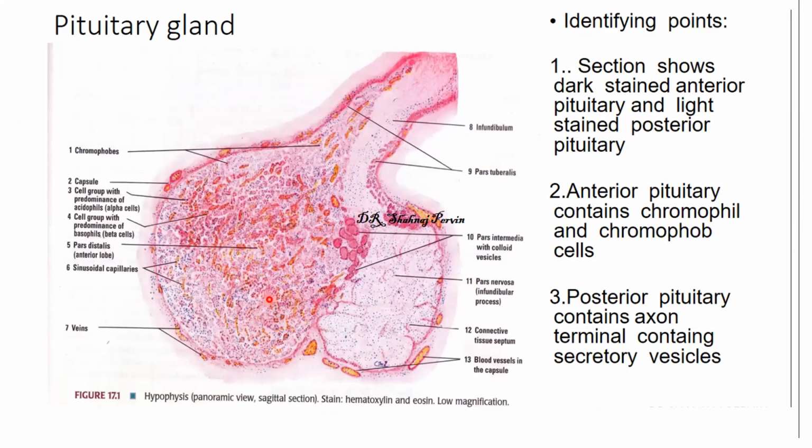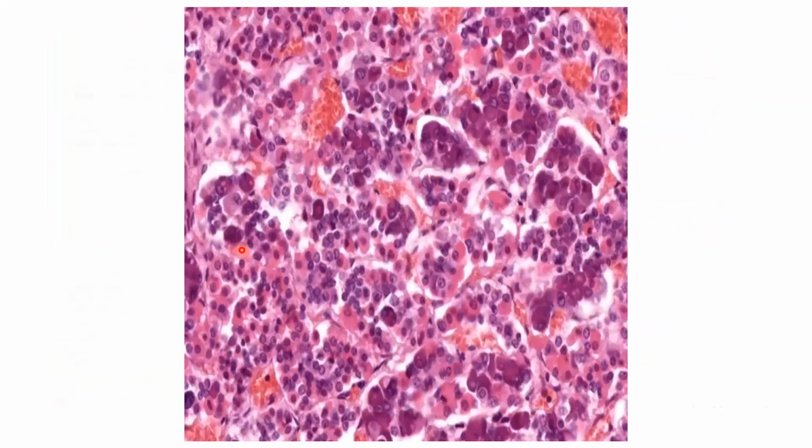We can see the chromophobe and chromophil cells. Let us see the big magnified picture. This kind of picture you will be getting. The outer capsule is there, inside is the parenchyma. It is the pituitary gland, mainly the anterior pituitary.